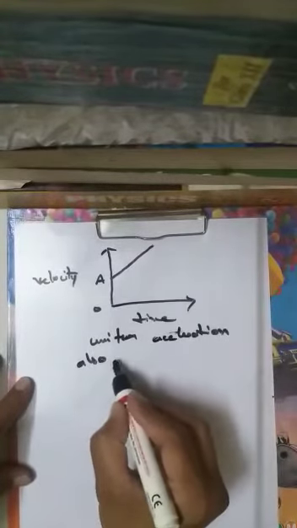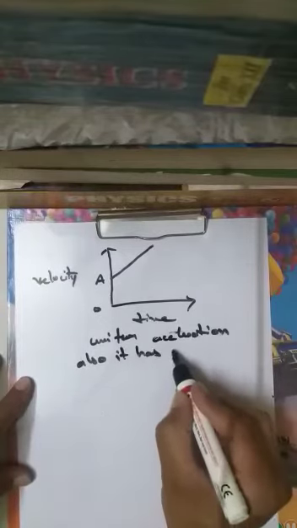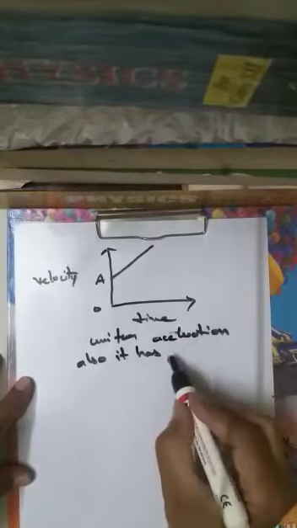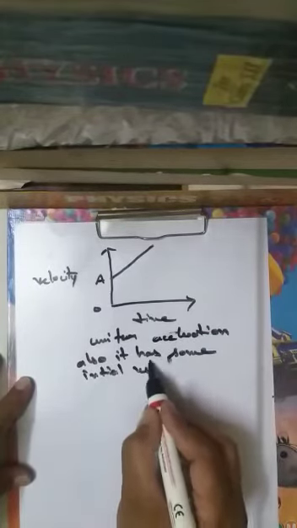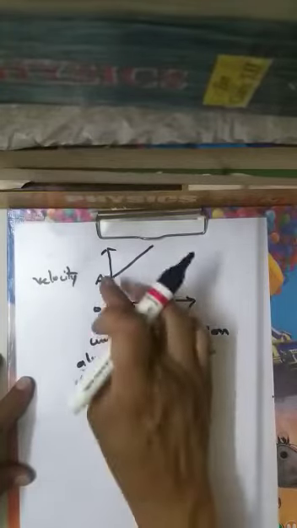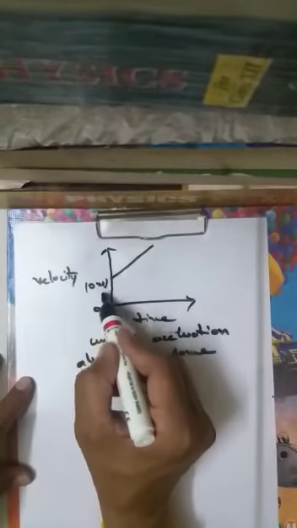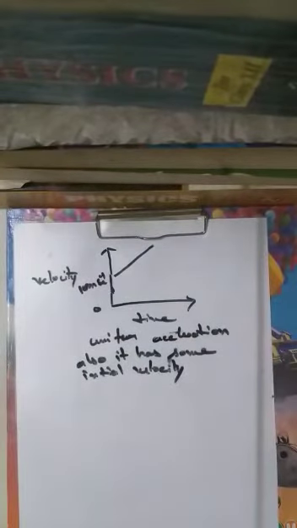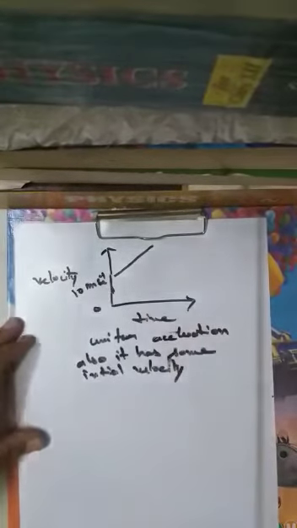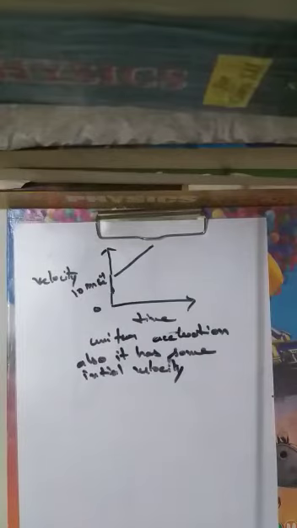Also, it has some initial velocity. For example, at A, we let the velocity be 10 meter per second. It means the body has initial velocity 10 meter per second instead of 0.